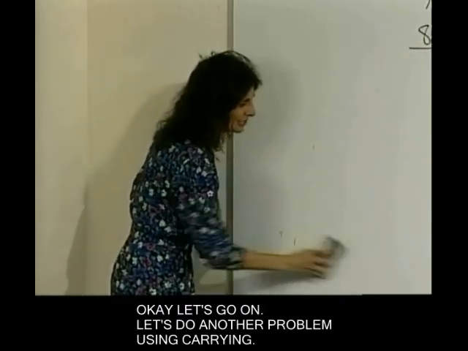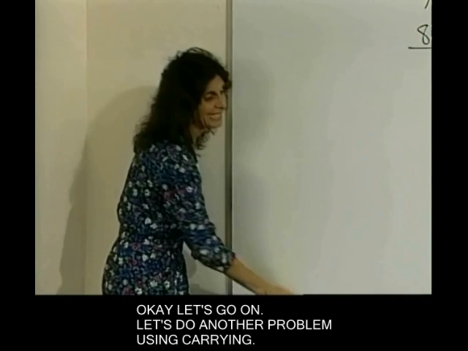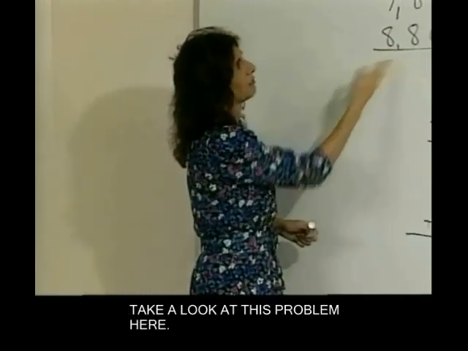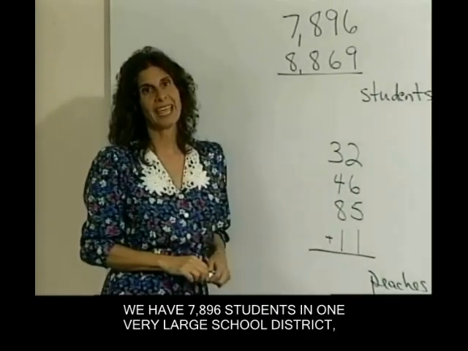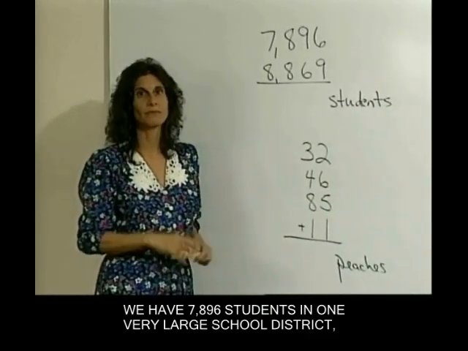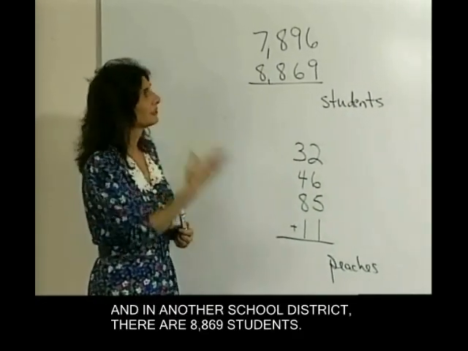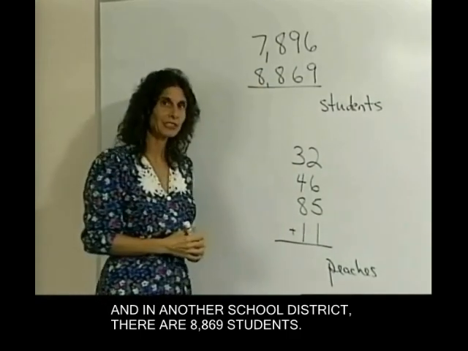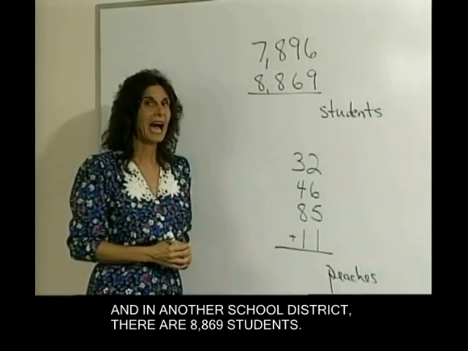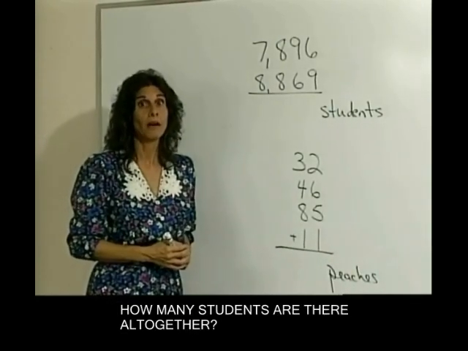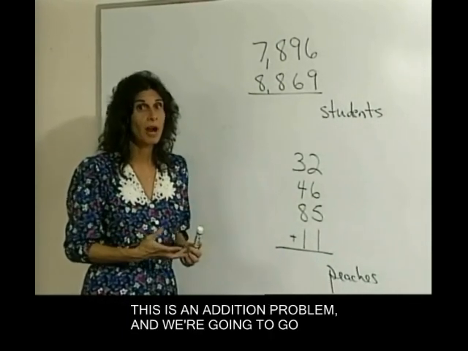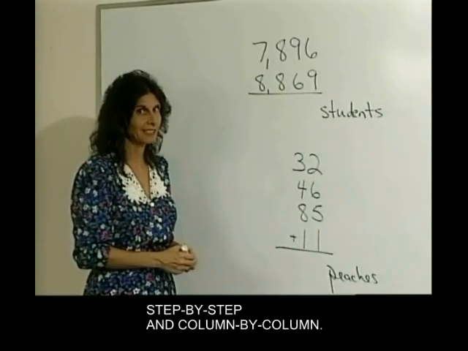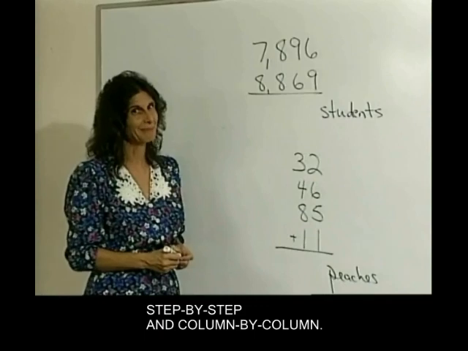Okay, let's go on. Let's do another problem using carrying. Take a look at this problem here. We have 7,896 students in one very large school district, and in another school district there's 8,869 students. How many students are there altogether? This is an addition problem, and we're going to go step by step and column by column.